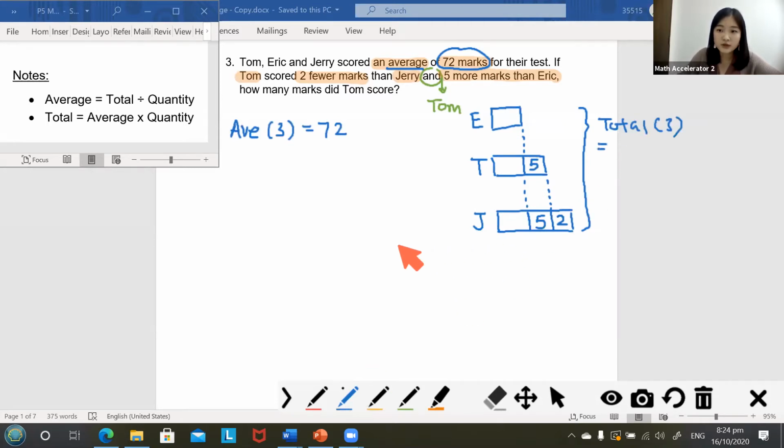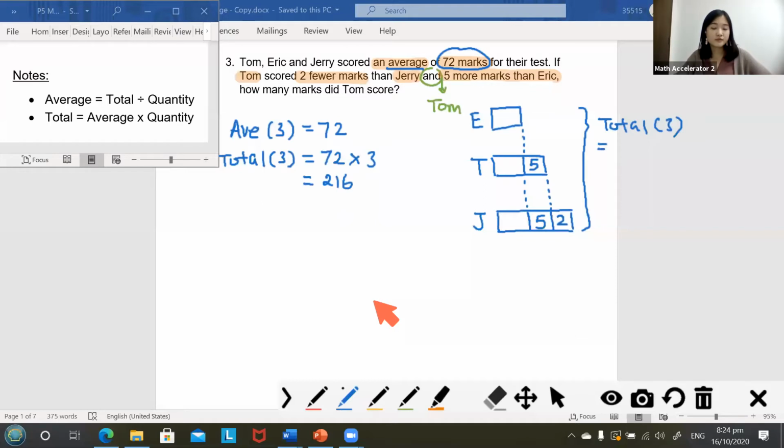Okay, we need to find the total of the 3. Right, so let's look at this. Total is the average times quantity. In this case, our quantity is the number of people. So you have 3 people in total. Take your average times the 3 people. Okay, thank you. 216. So that's our total. Okay, we can label it here.